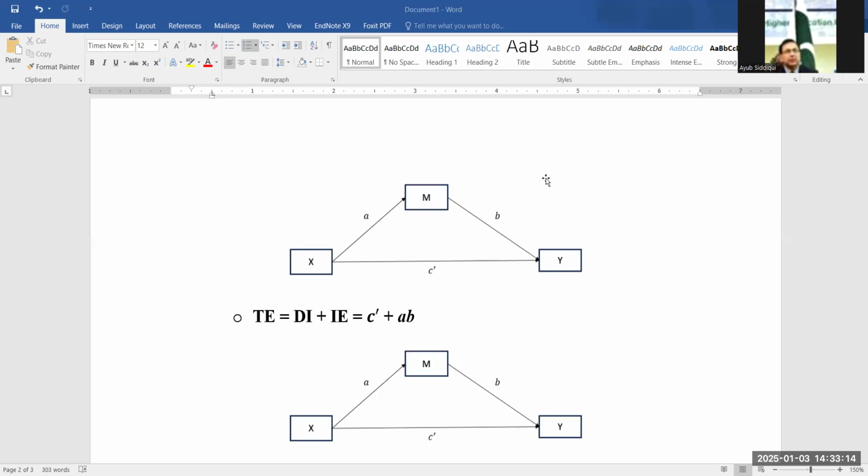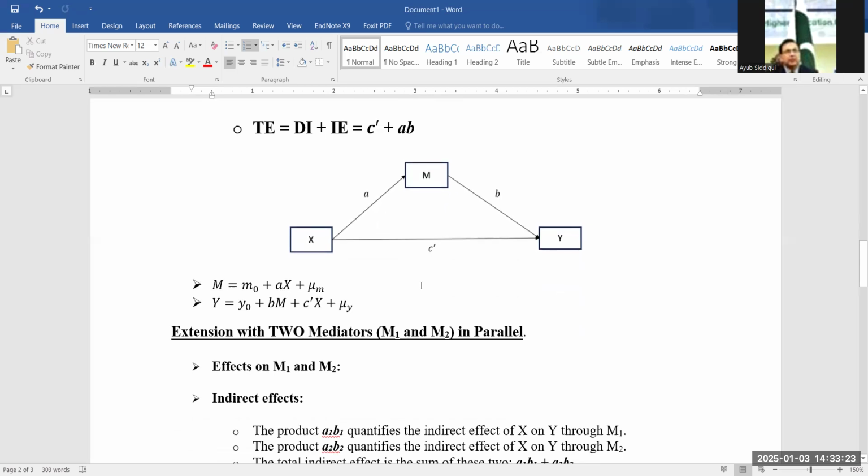So the total effect of X on Y consists of two effects. One is known as the direct effect, the other is known as the indirect effect, which are measured by the estimation of these two equations. For example, when we estimate these two equations, the estimated values of A, B, and C prime actually measure the effect. So C prime indicates the direct effect of X on Y, and A multiplied by B, the product of paths A and B, are two coefficients which are measured with the help of these two mathematical equations. So the product of A and B is known as the indirect effect, and C prime is known as the direct effect. So we measure these coefficients with the help of the equations which are indicated here.